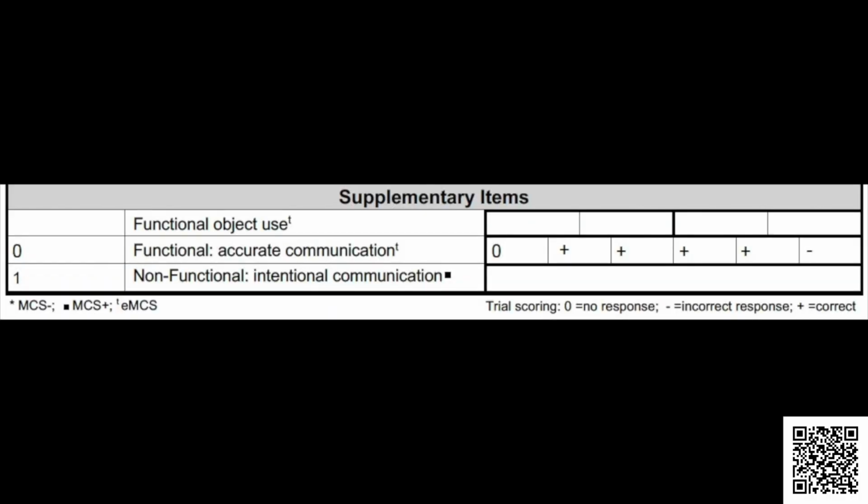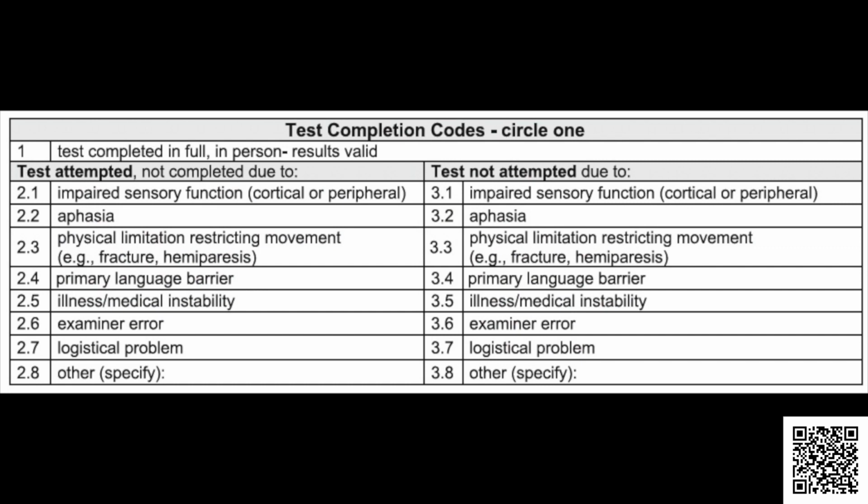Our patient responded to 5 of the 6 prompts and was correct on 4 of the 6 prompts, and thus received a score of 1 on non-functional intentional communication. At the end of the exam, test completion codes are entered to establish the validity of the assessment and record reasons for confounding or failure to complete the examination.